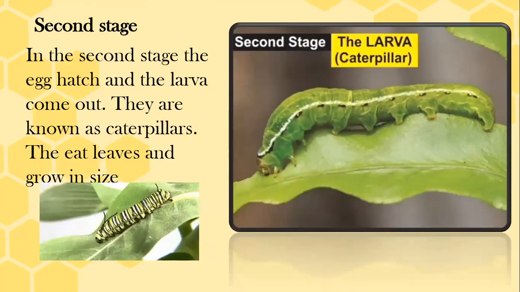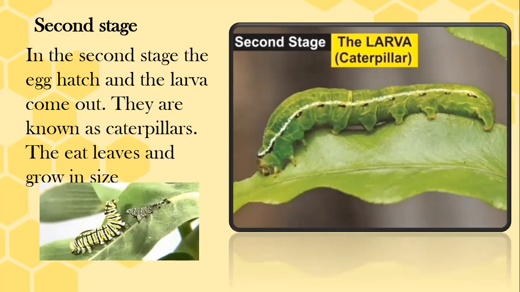Okay, this is the second stage. In the second stage, the egg hatches and the larva comes out. You can see the moving larva in the picture and the still picture of the larva. They are known as caterpillars. They eat leaves and grow in size. I hope you understood the second stage.